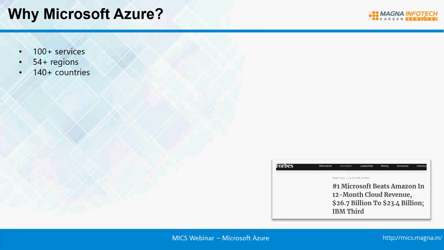All right. This is one picture which I picked up from some 3 or 4 months back, which says that Microsoft beats Amazon in 12-month cloud revenue. The idea here is not to show you that Microsoft has beaten AWS. That's not the idea here. The idea here is to show you that both of these providers are actually the market leaders. And in fact, if you see the amount of revenue, $26.7 billion in 1 year, it's a big number. So you can imagine the scale at which these companies are earning. And why are they earning? Because there are a lot of companies who are moving towards the cloud.